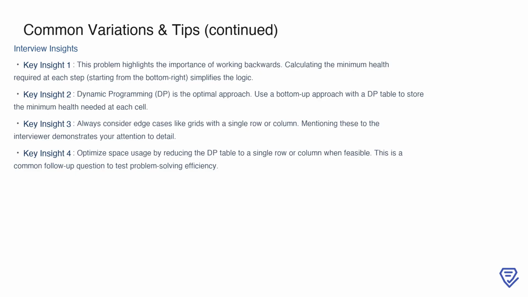Third, always consider edge cases like a grid with only one row or column. Bringing up these cases during an interview shows your attention to detail. Lastly, you can optimize space usage by reducing the DP table to a single row or column. This is a common follow-up question that tests your ability to improve efficiency while maintaining correctness.